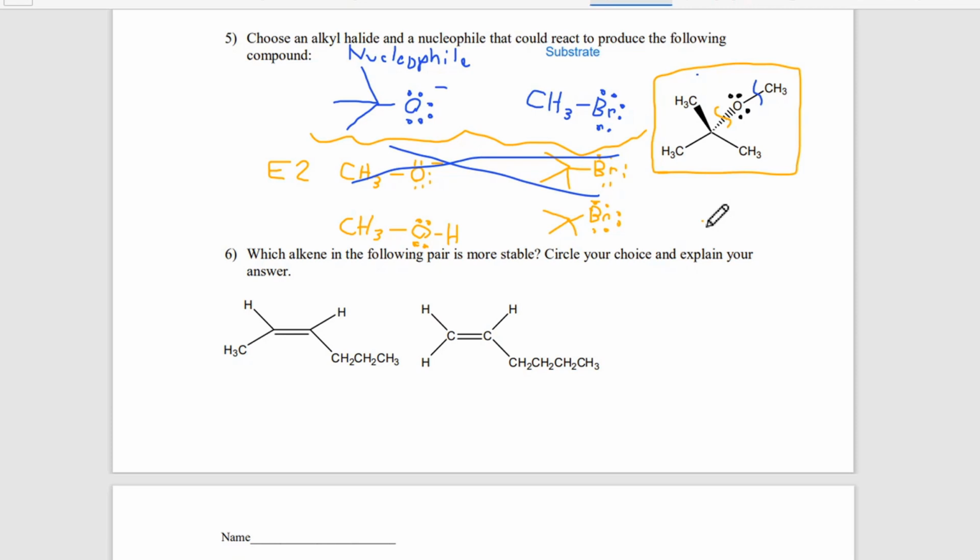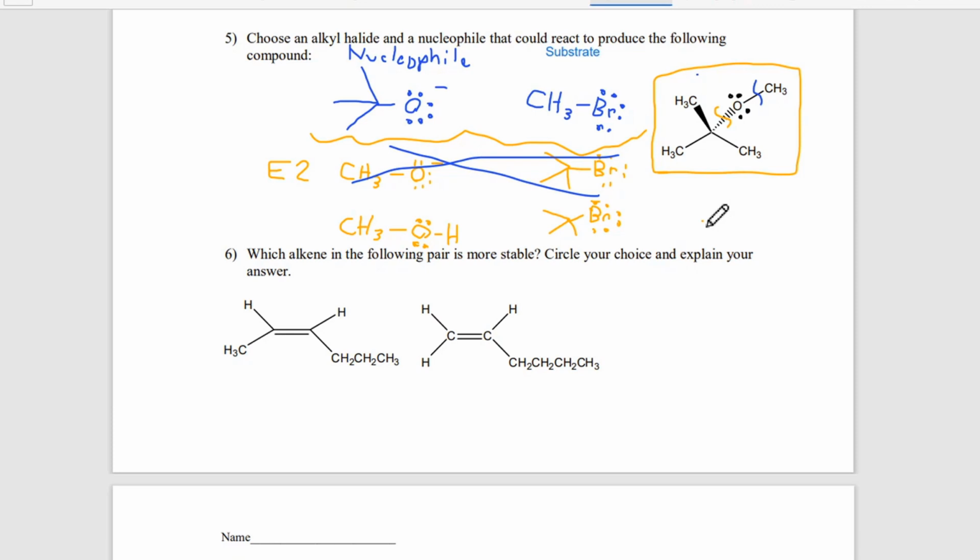It wouldn't have to undergo any more rearrangements. Yeah, you're right. It could not. And I'm glad you brought that up, because when it is an SN1 or E1, when you have a carbocation form, you do always have to look for rearrangement. But you're right. In this case, there would be no rearrangement.